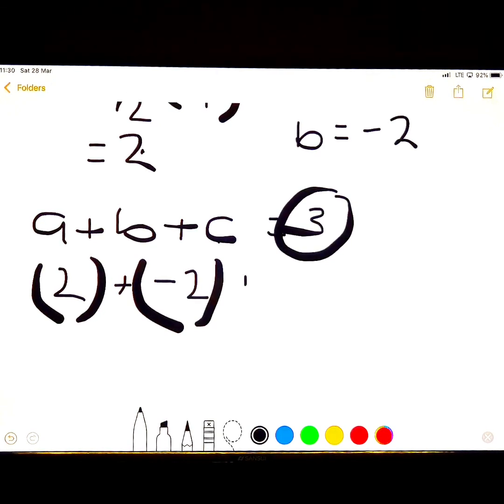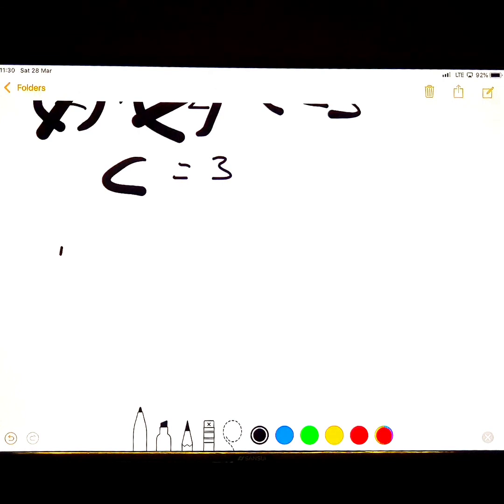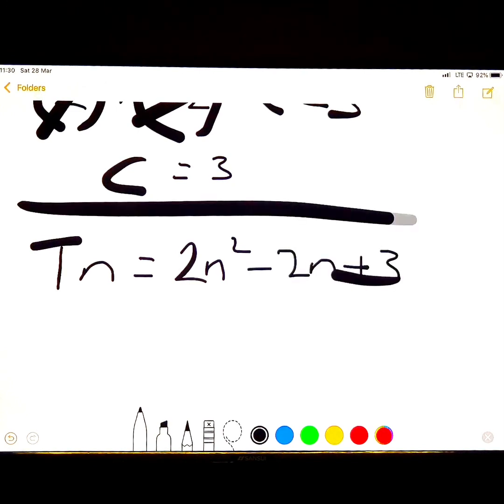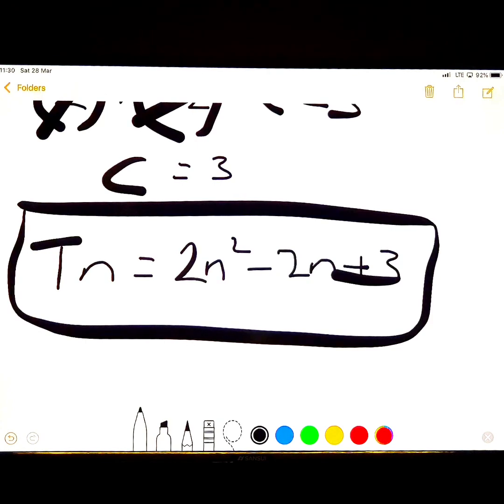Okay, so now the general term is going to be Tn equals 2n squared minus 2n plus 3. So this is our quadratic equation. So I think we're done. We did our pattern, we did all our sequences, we did our arithmetic, we did our quadratic, and then we did our geometric.